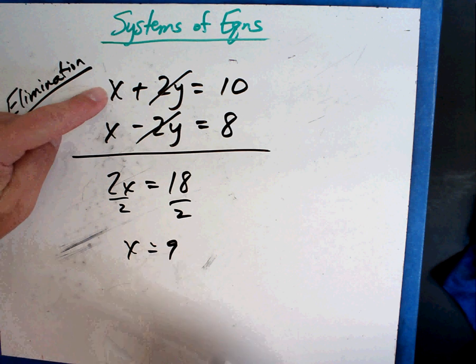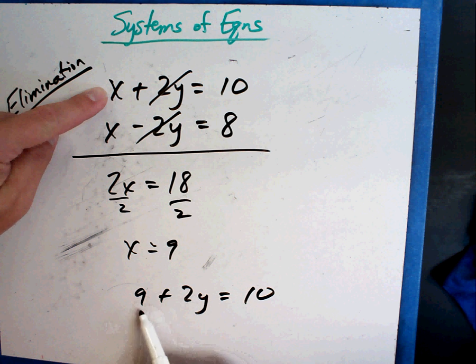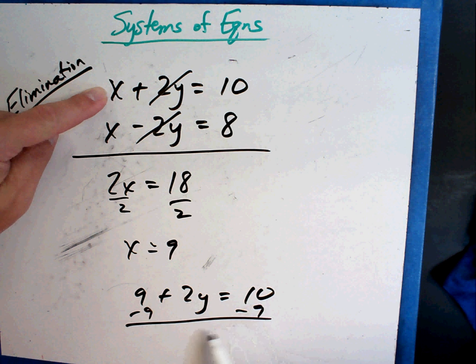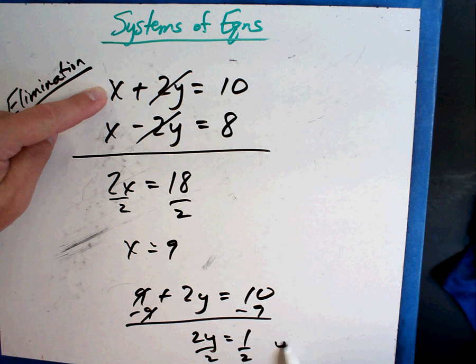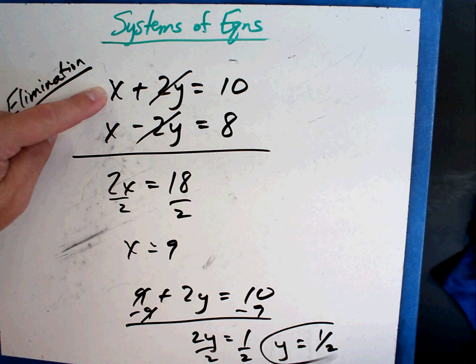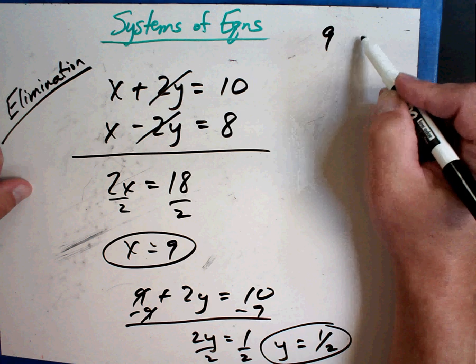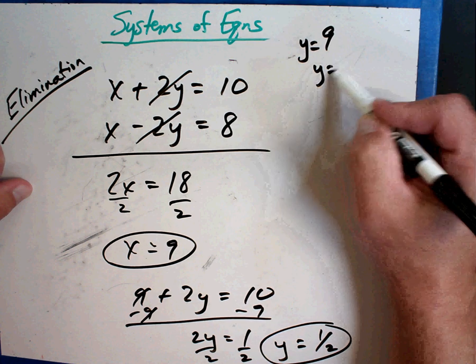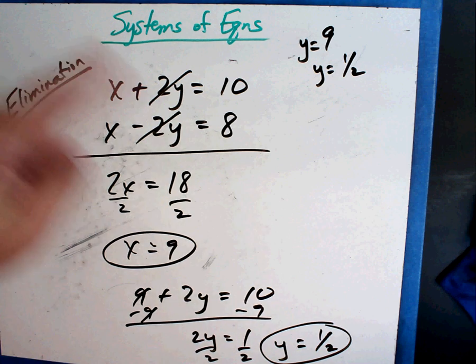Take that number, plug it in. So 9 plus 2y equals 10, minus 9, and so 2y equals 1. Divide by 2, y equals 1/2. Here are my two solutions, so I'm going to write them up here at the top: x equals 9 and y equals 1/2. That's my two answers. So that's by elimination. I added down and they went away.